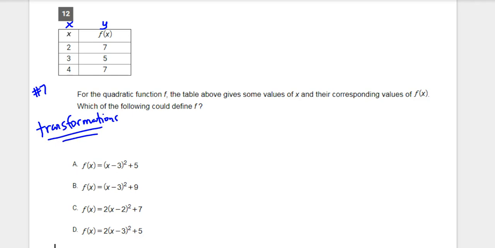So I'm going to plot these points on here and just get an idea of what's going on. I do see this kind of weird pattern where I have a 7 and a 7 both as my y's. So I know it's not linear. It was decreasing, going down, but then it starts increasing and going back up. So let's get a little graph here and see what's going on.